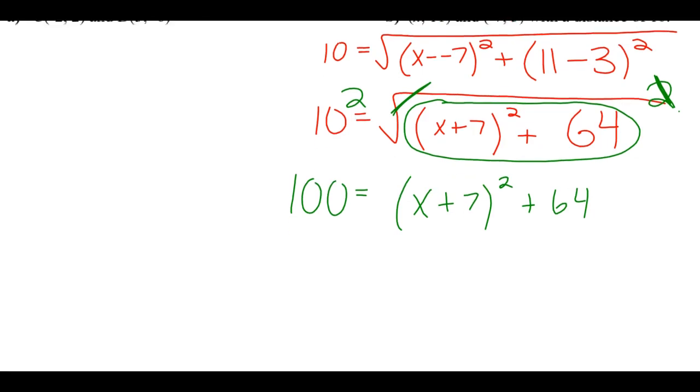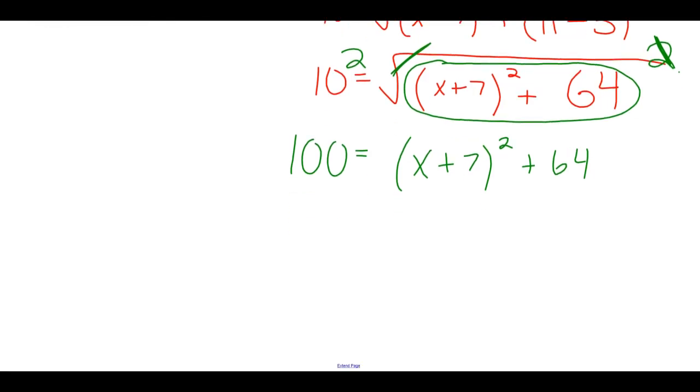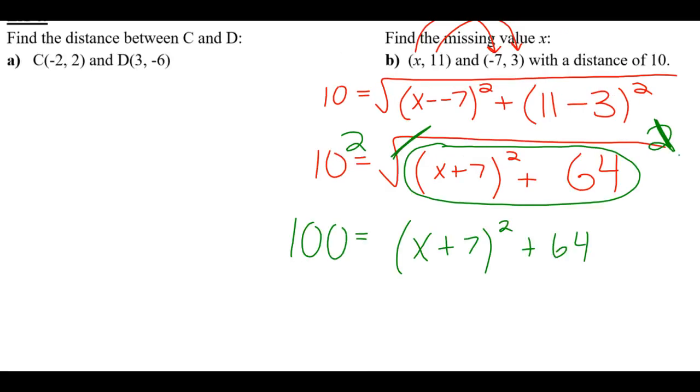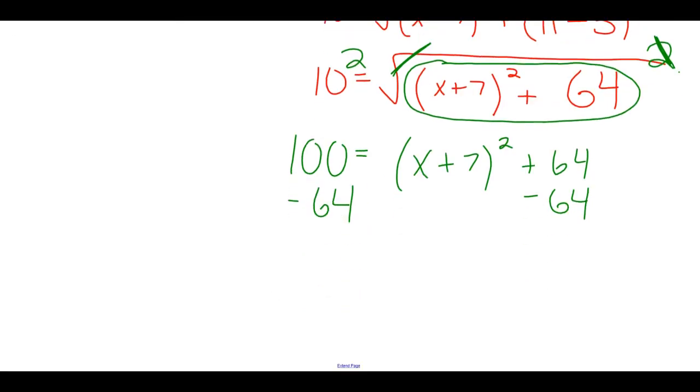Okay, we're getting closer. Yeah, remember we want to undo stuff. So how could I undo plus 64? Minus 64. That gives me 36 equals x plus 7 squared.